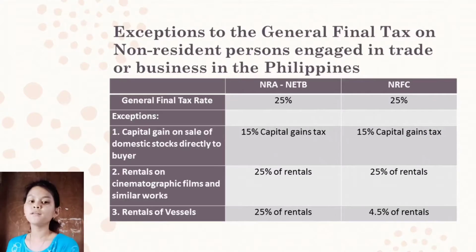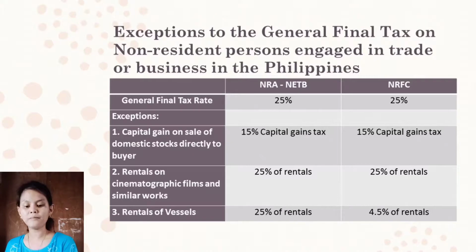Thank you. So the next slide is all about the exceptions to the general tax on non-resident persons not engaged in trade or business in the Philippines. The NRA-NETB stands for non-resident alien not engaged in trade or business, while the NRFC stands for non-resident foreign corporation. For the general final tax rate, we have 25% for both the NRA-NETB and NRFC. So here are the exceptions.